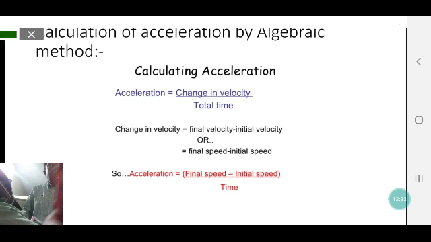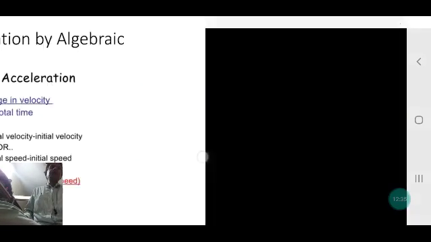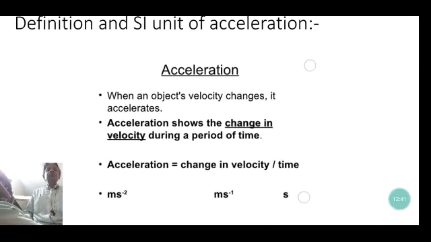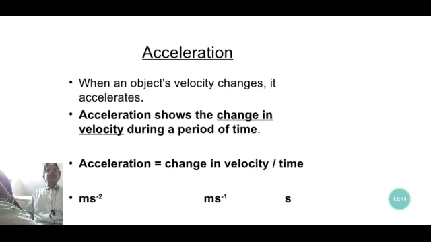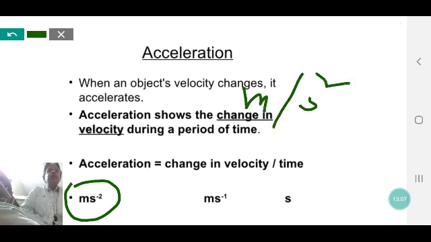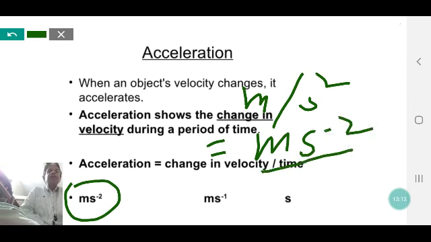Now, by the graphical method, how can you find the acceleration? The definition of acceleration is that when an object's velocity changes, it accelerates. Acceleration shows the change in velocity during the time period. Acceleration is equal to change of velocity by time. The SI unit of acceleration is meter per second square, which may also be written as meter second inverse 2.